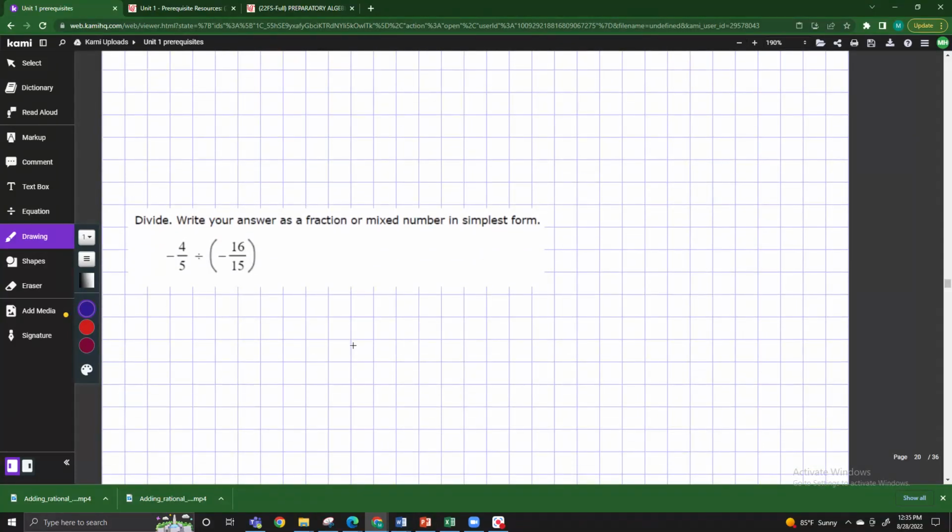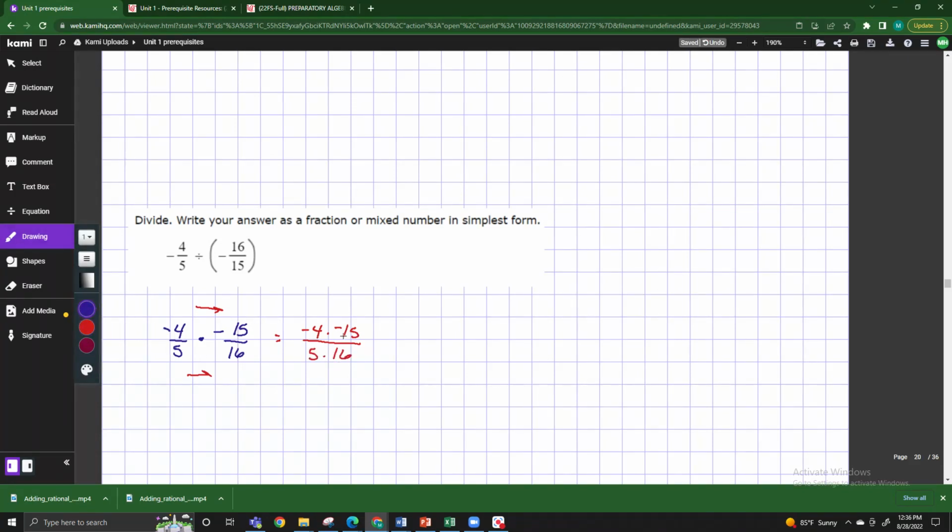Now, another example, just to make sure. So we're going to keep the first fraction, negative 4/5. We're going to change to multiplying. We're going to flip the next fraction, which is going to be a negative 15 over 16. We're going to multiply straight across. So you have a negative 4 times negative 15 over 5 times 16.